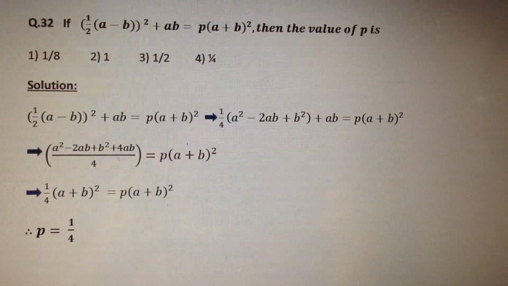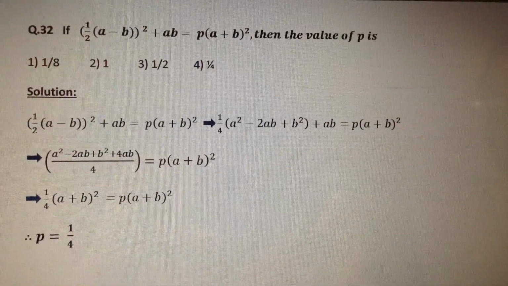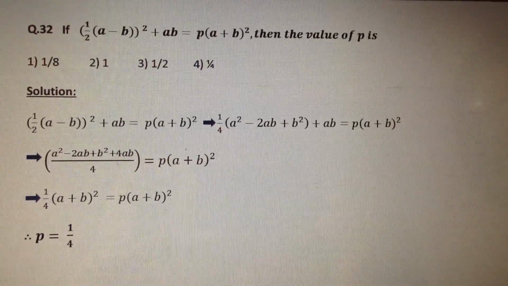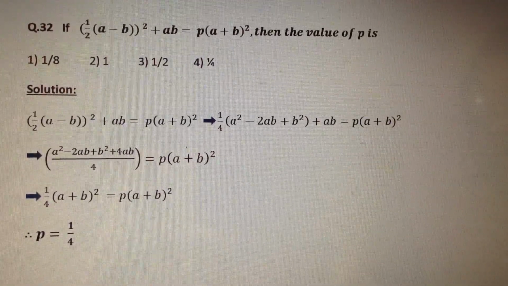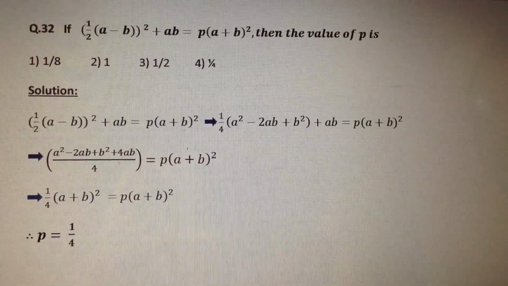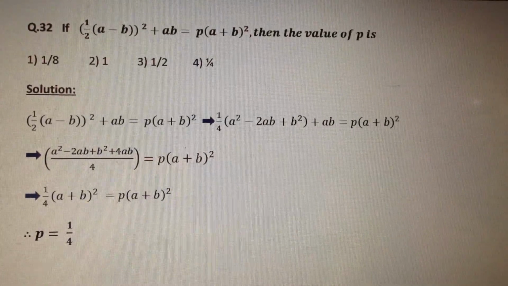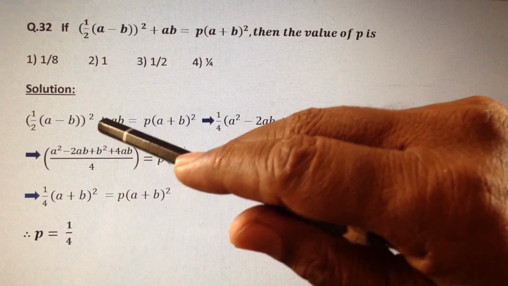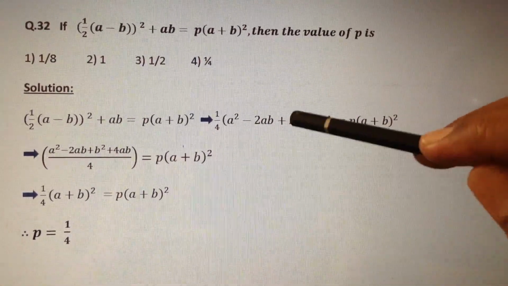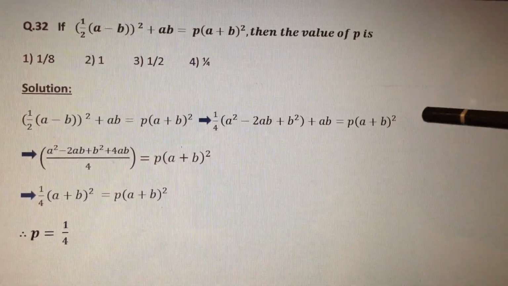Next question. 1 by 2 into a minus b whole square plus ab is equal to p into a plus b whole square. Then find the value of p. This is the given equation. Let us try to expand the equation. 1 by 2 into a minus b whole square is 1 by 4 into a square minus 2ab plus b square, plus ab is equal to p into a plus b whole square.